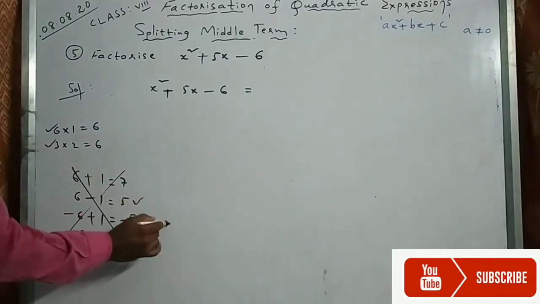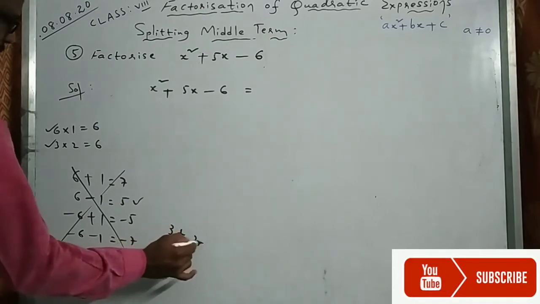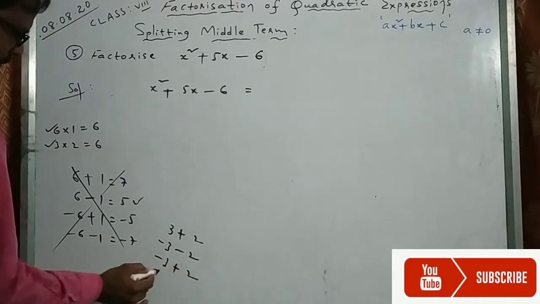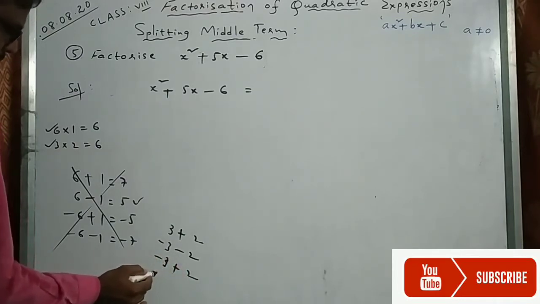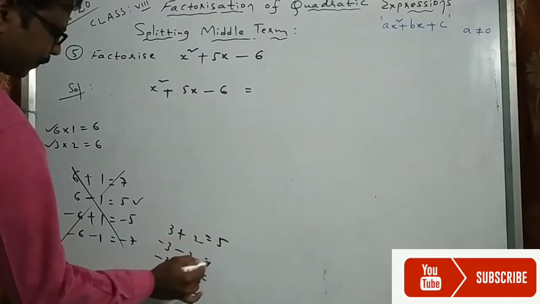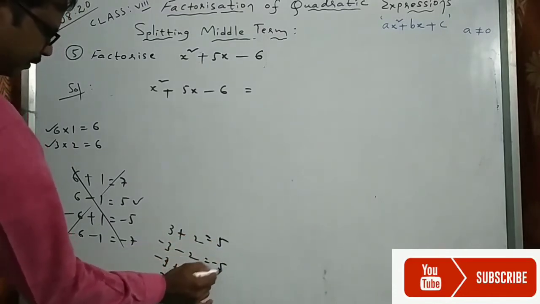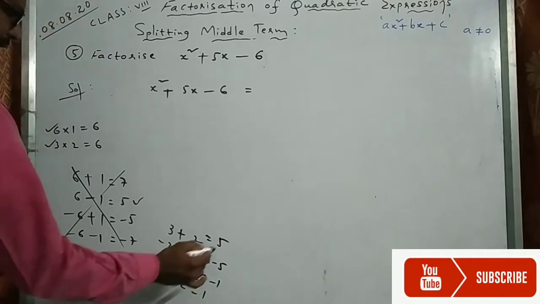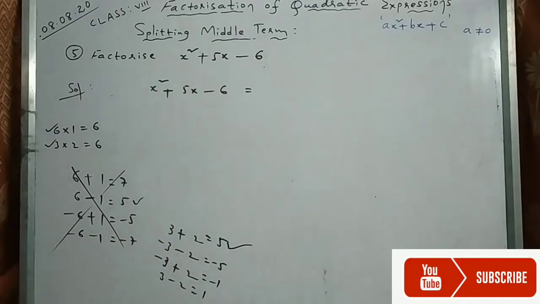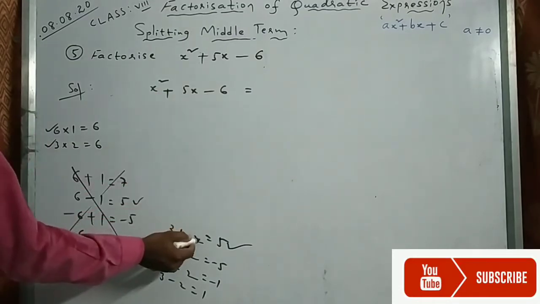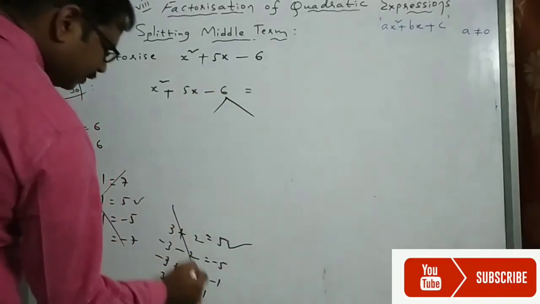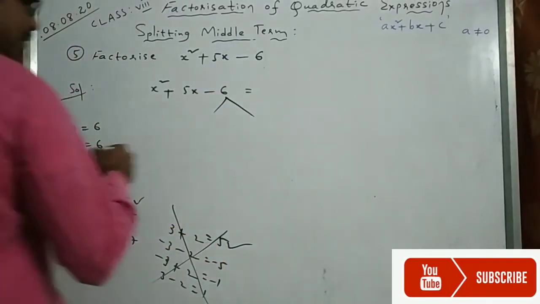Will it be possible now? 3 plus 2, minus 3 minus 2, minus 3 plus 2, and 3 minus 2. Do you get plus 5 here? Yes, right. But 3 2s are how much? 6. Plus 6 we will get. But here we have minus 6. So which one is possible now? These 4 are wrong now. Only we should take this one now.